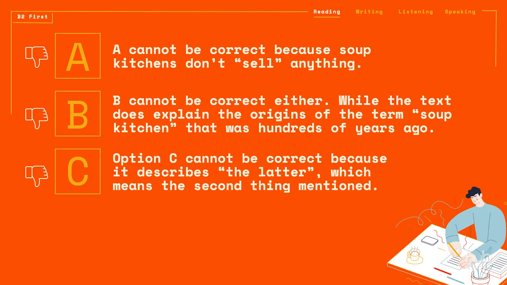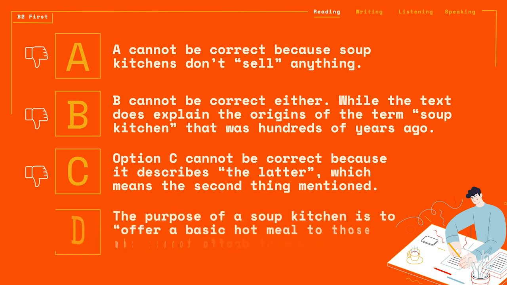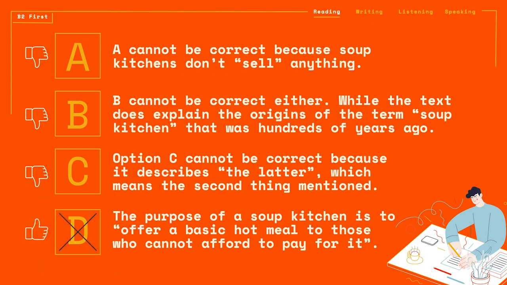Soul kitchens offer classier meals to the poor. This leaves us with D. The purpose of a soup kitchen is to offer a basic hot meal to those who cannot afford to pay for it. If you were taking the test, you would now fill in the lozenge under the letter D on the answer sheet.